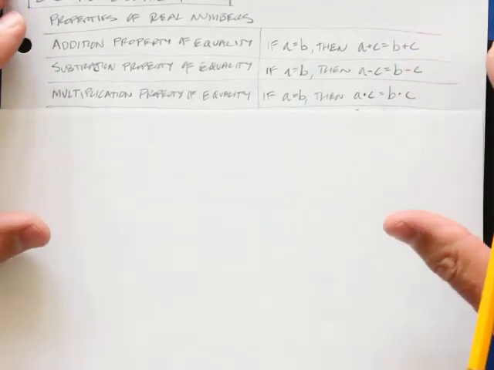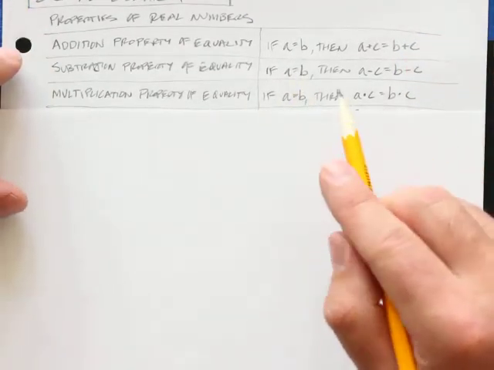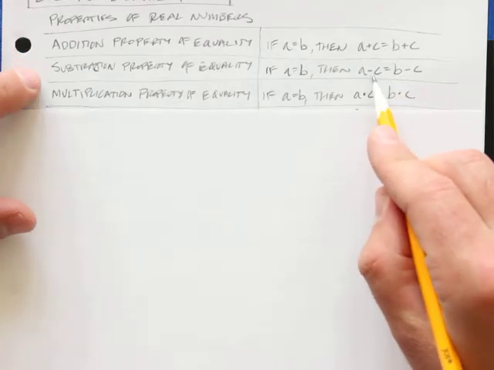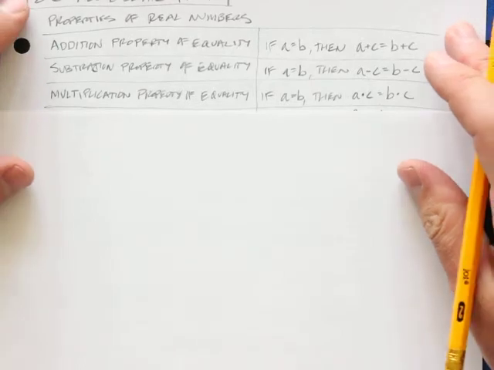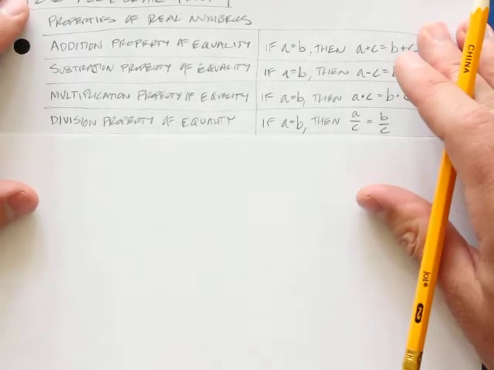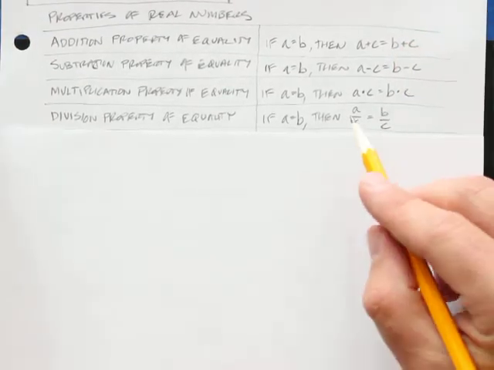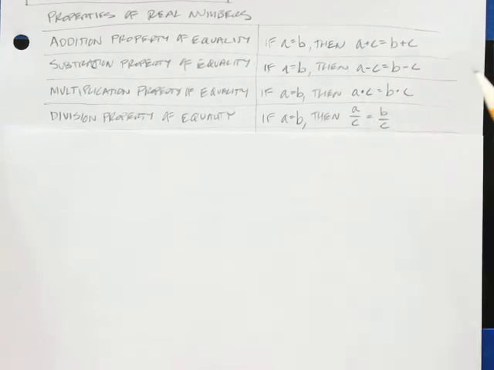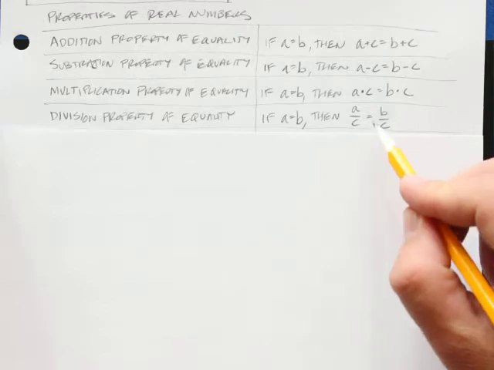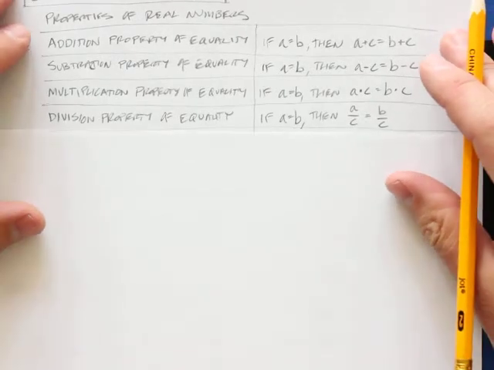Multiplication property of equality, same as addition, except instead of adding or subtracting, I'm multiplying. What I do to one side, I do to the other. Guess what comes next? Division. Same thing. If I divide both sides by C, then my equal sign is still good. What I do to one side, I do to the other, and my equal sign is still happy.